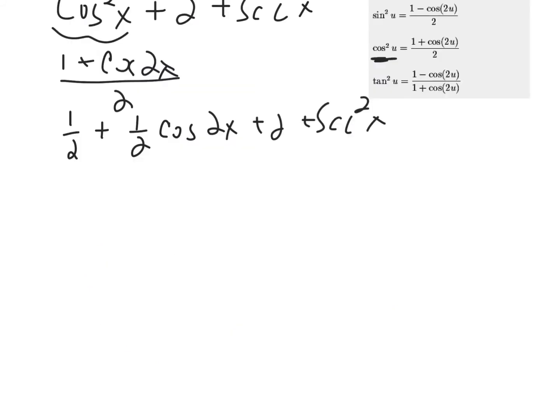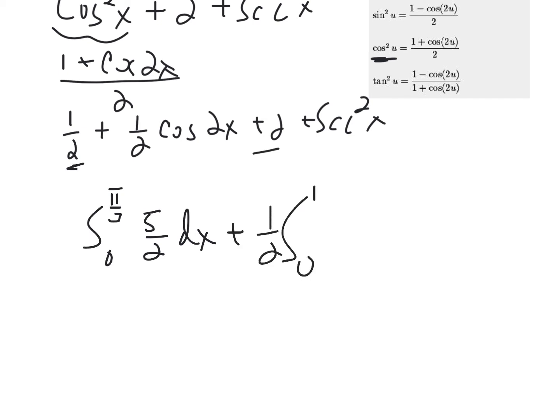So now let's bring it back into the calculus piece of it. We want to integrate this from 0 to pi over 3. And because I'm going to have 3 different expressions here: the integral of 5 over 2 dx, because that's the 1/2 plus the 2, right? Plus 1/2 integral from 0 to pi over 3 of cosine 2x dx, plus the integral from 0 to pi over 3 of secant squared x dx.